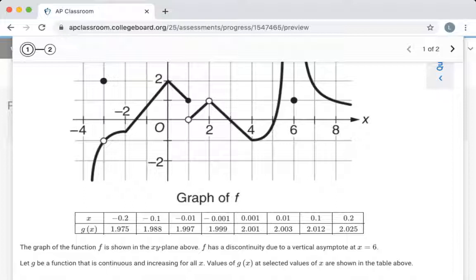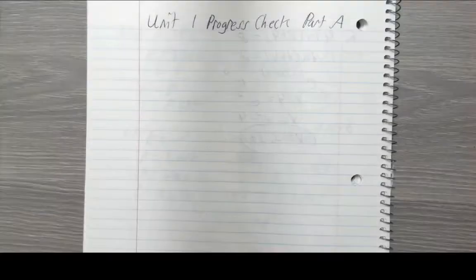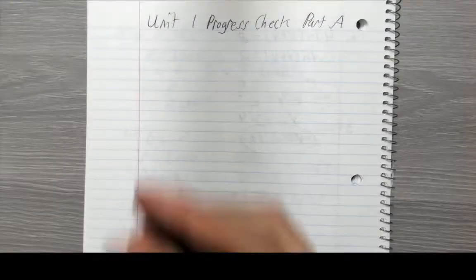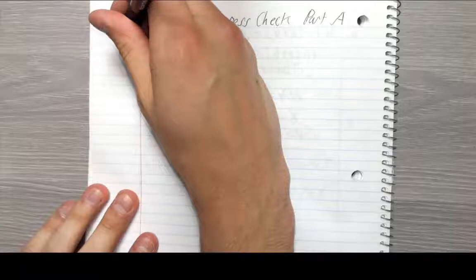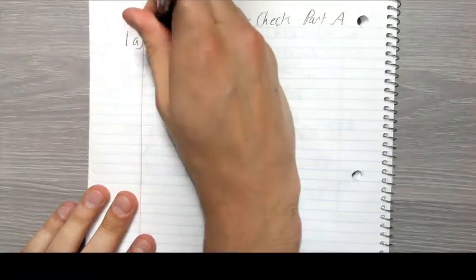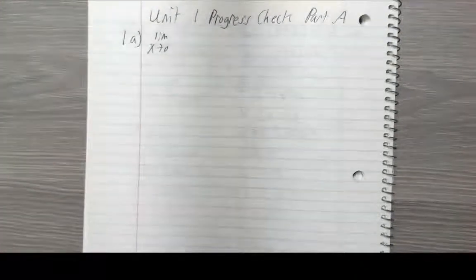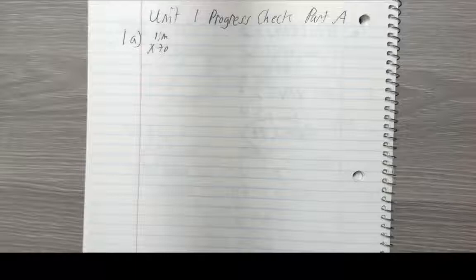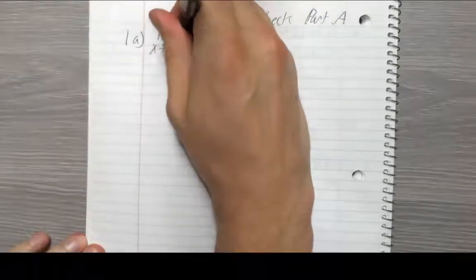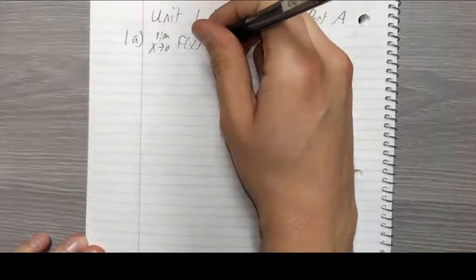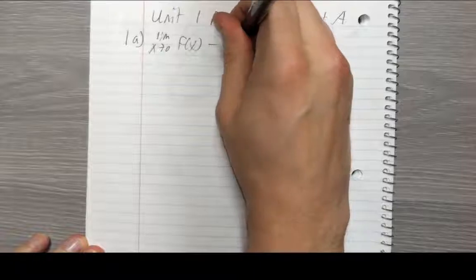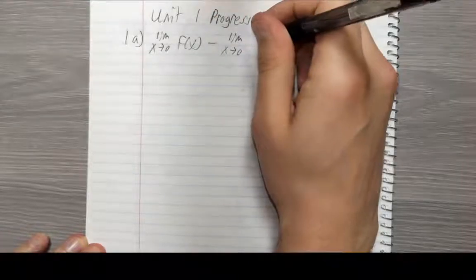But what we want to do here is this. We're taking the limit. So this is 1a. We're taking the limit as x approaches 0. It's been a while since we really looked at limits, so let me get my camera focused here. This is how we say it, right? Limit as x approaches 0 of f of x, and then minus, this is where we use our actual limit laws, the limit as x approaches 0 of g of x.